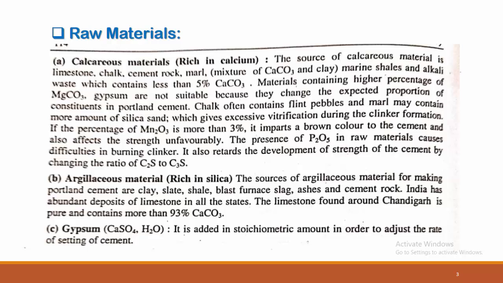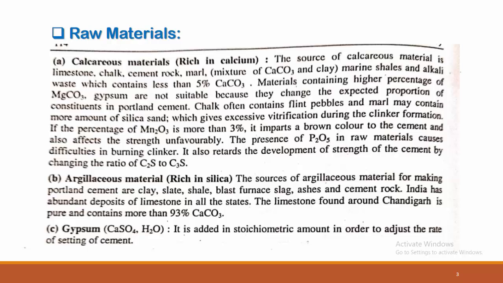The basic source for the calcareous materials is any type of limestone. Limestone is calcium carbonate, from which a high amount of calcium can be obtained. Materials containing a higher percentage of MgCO3, which also gives oxides, impart a brown color to the cement and also unfavorably affect its strength. So the calcareous materials, which are rich in calcium, are basically obtained from chalk, cement rock, limestone, and marl.